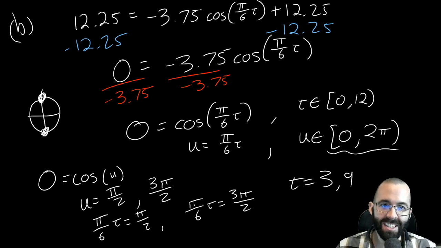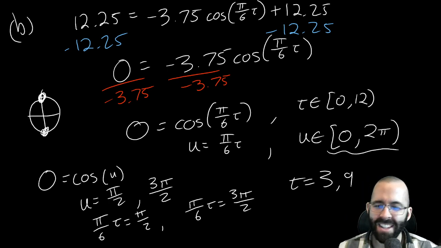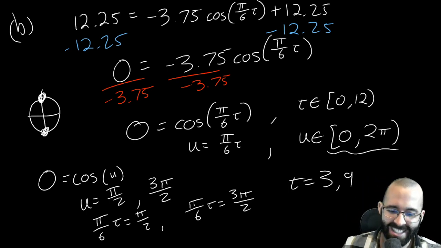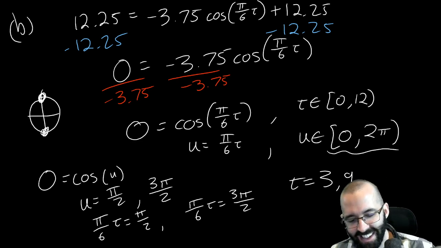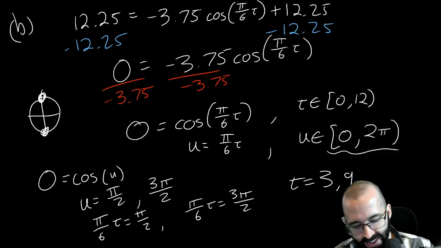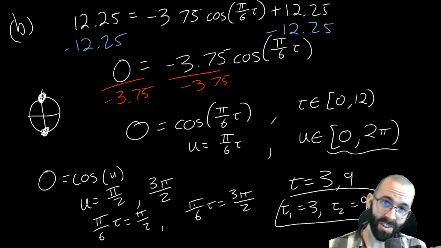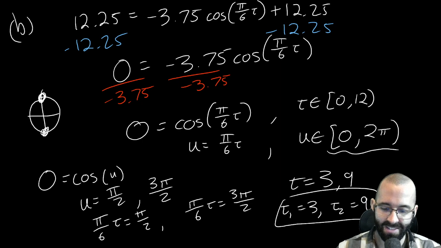So that's the equinox, right? Winter solstice, 6 months later, summer solstice. 3 months in between is, I think, called the equinox, right? I should know these things. But what's the phrasing of the problem? At what times? Okay, here are the times. T1 equals 3, and the second time equals 9. So March 21st and September 21st.